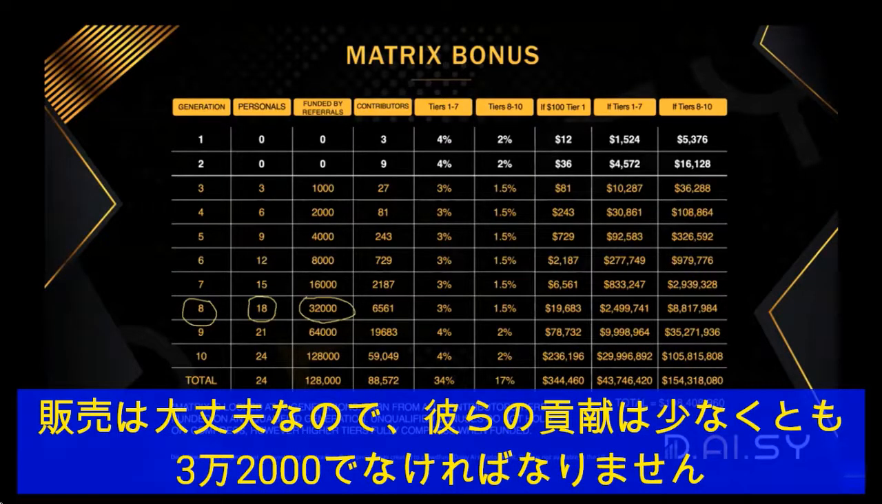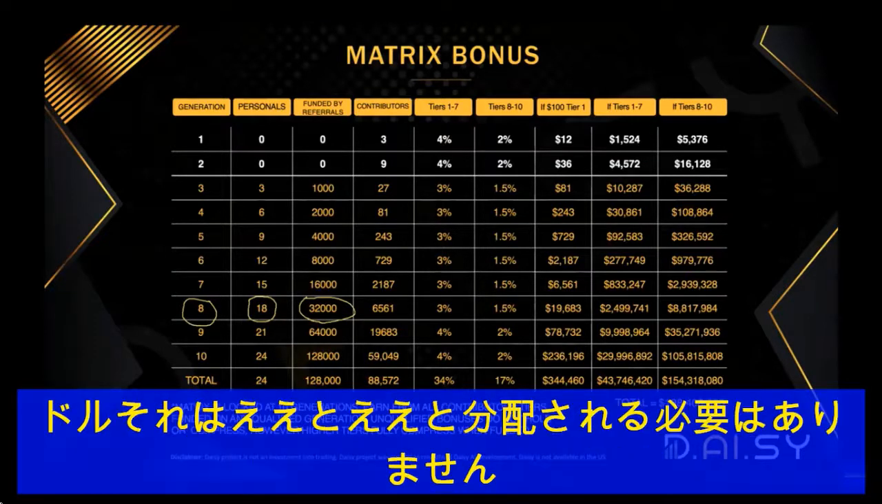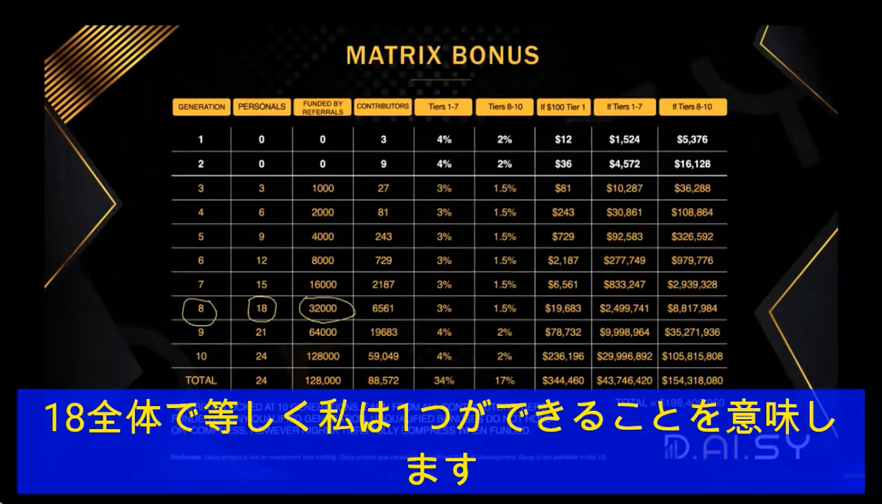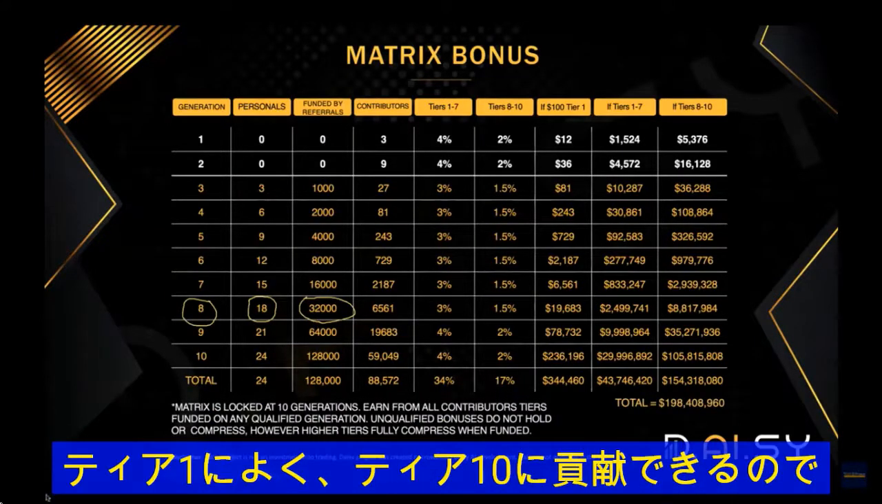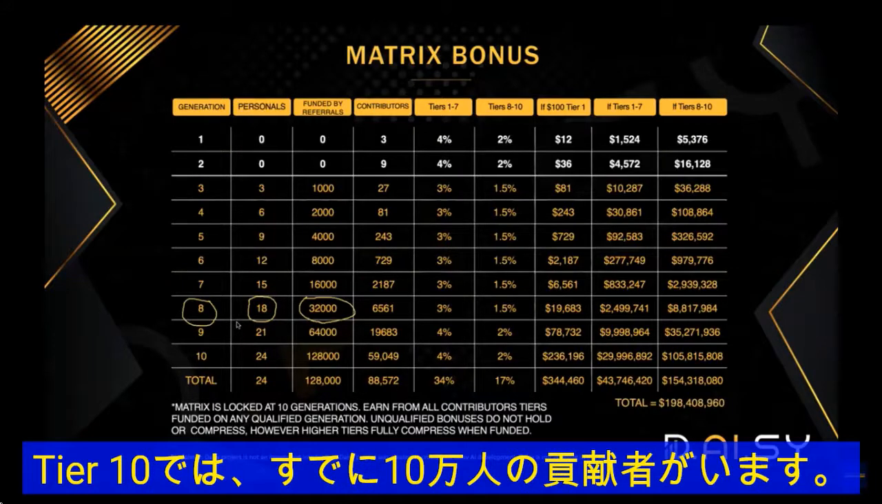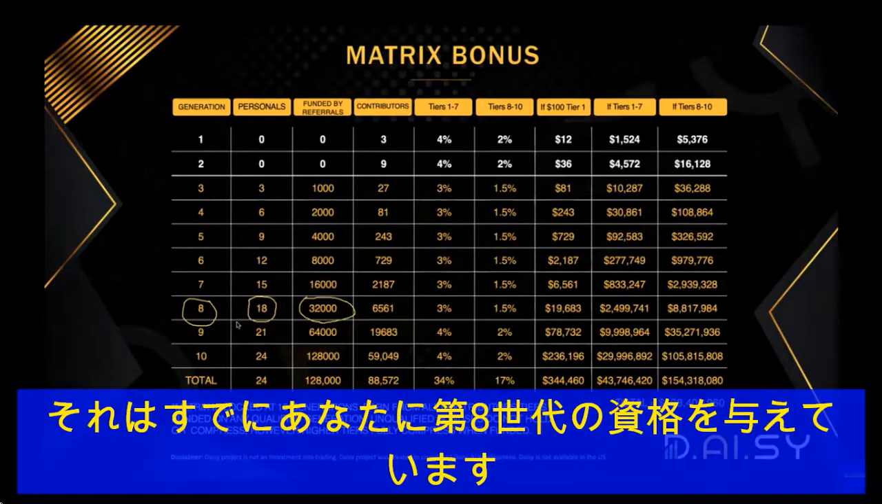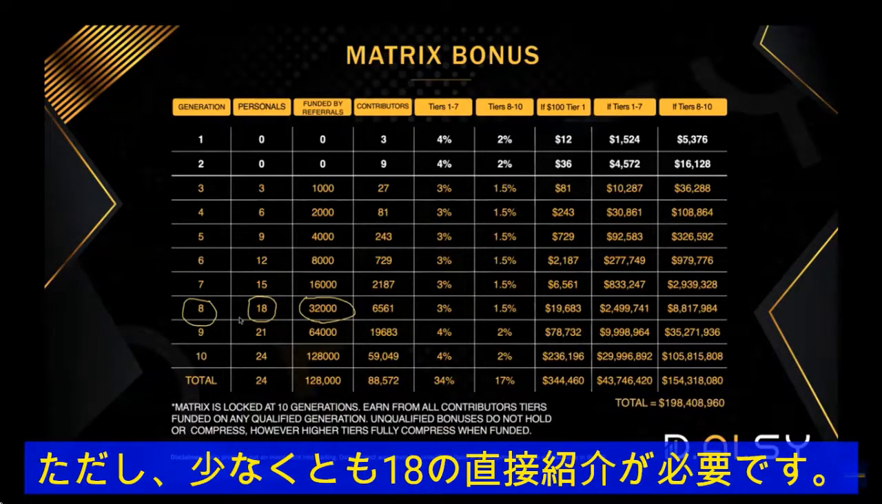Okay, so their contributions have to be at least $32,000. It doesn't have to be distributed equally across the 18. I mean, one can contribute, let's say, to tier 1, and one can contribute to tier 10. So with tier 10, you already have someone who contributed 100,000, and that already qualifies you for generation 8. But you still have to have at least 18 direct referrals.